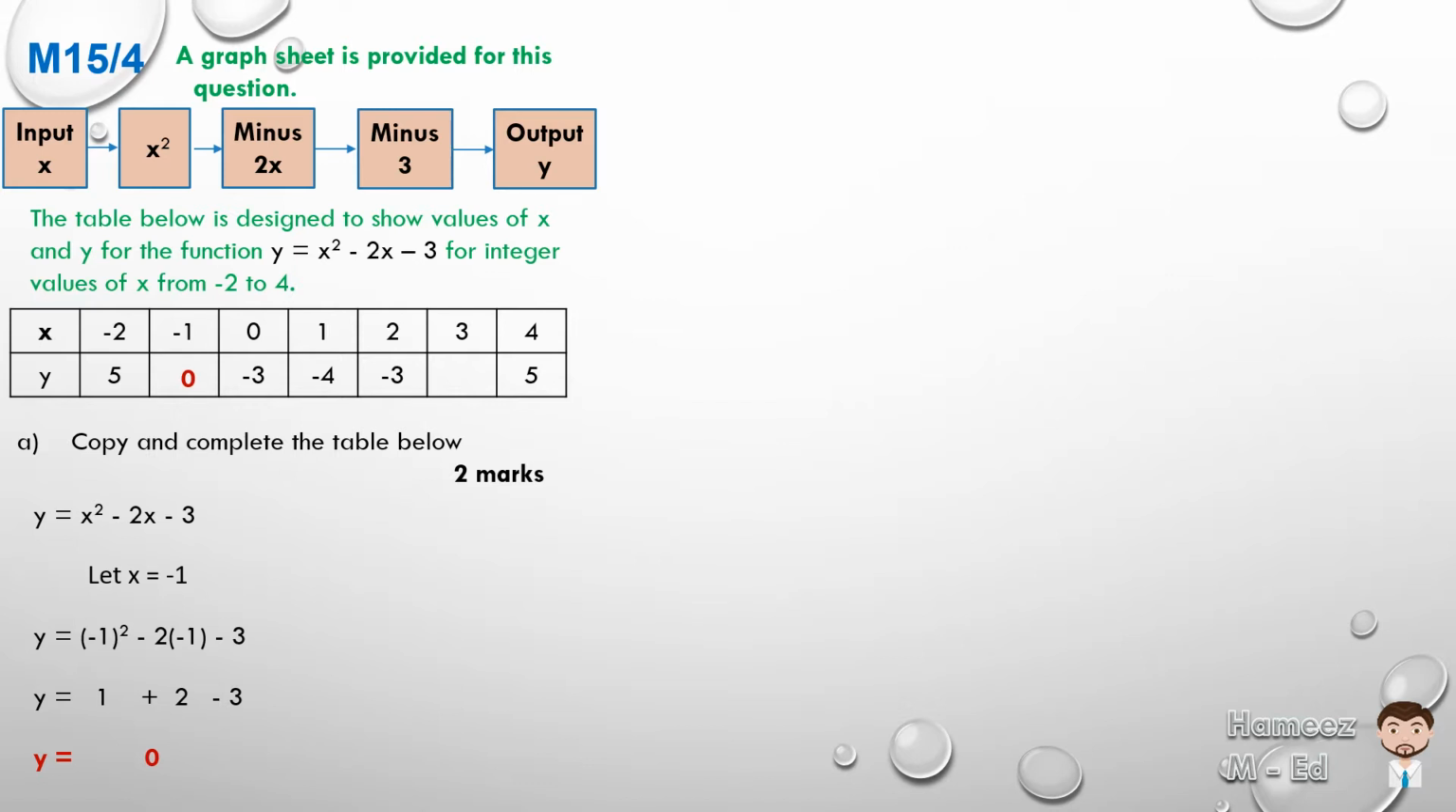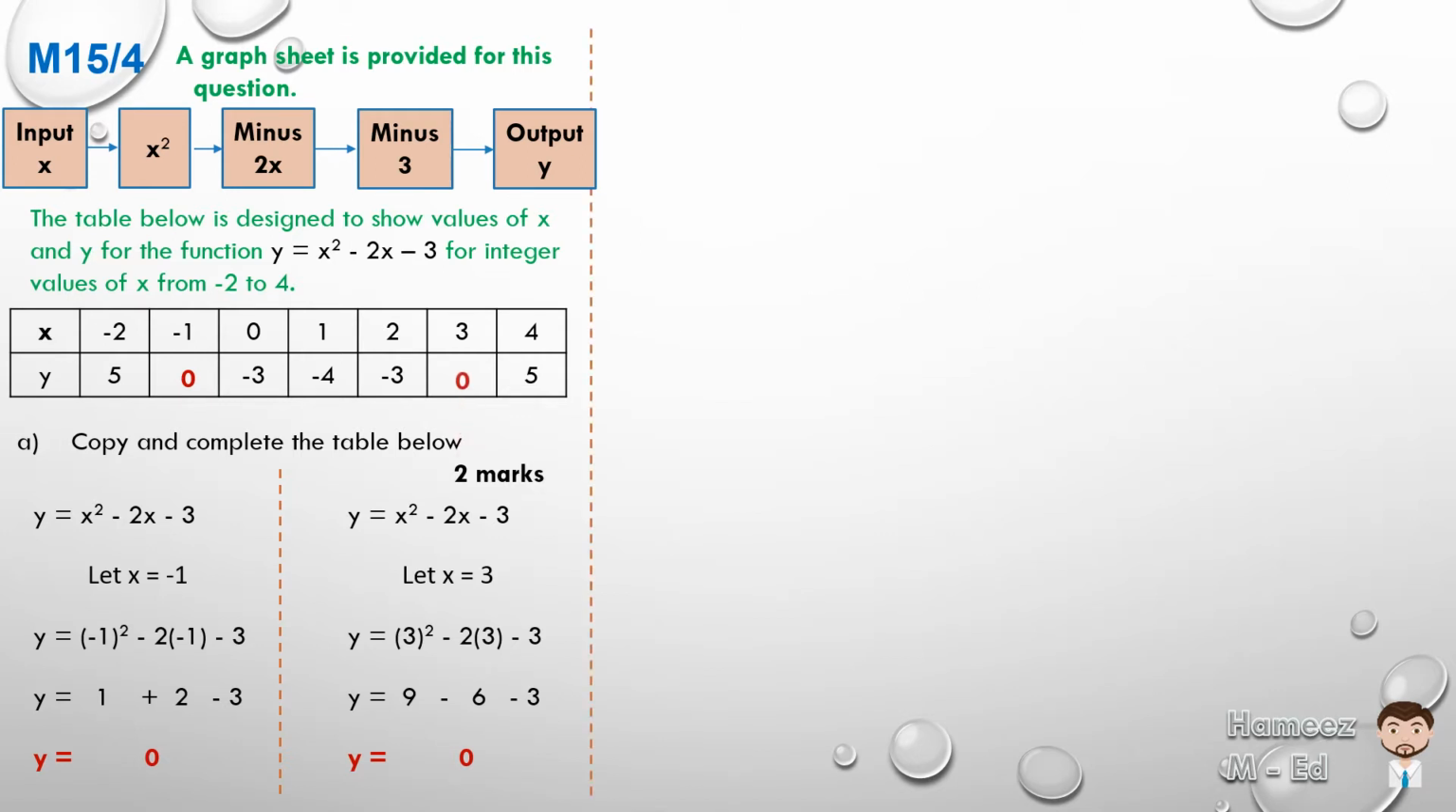For the next point that's missing, let's write the formula again. y is equal to x squared minus 2x minus 3, and x is equal to 3 at this point. So when we substitute, we're going to get y is equal to 3 squared minus 2 times 3 minus 3. So 3 squared is 9. 2 3s are 6, so 9 minus 6 minus 3. 9 minus 6 is 3, 3 minus 3 is 0. So at both these y values that were missing, they worked out to be 0.